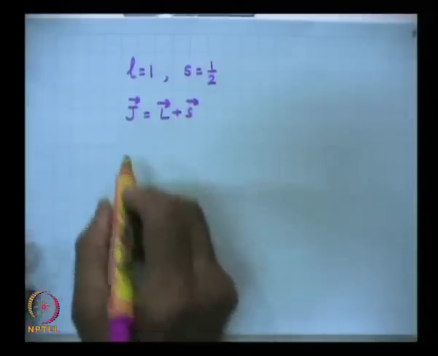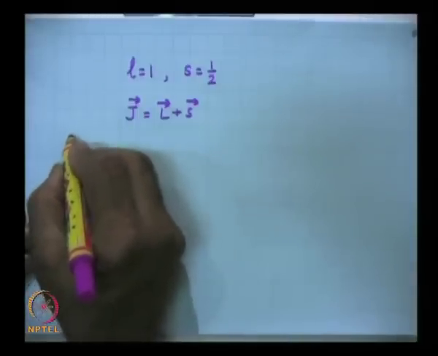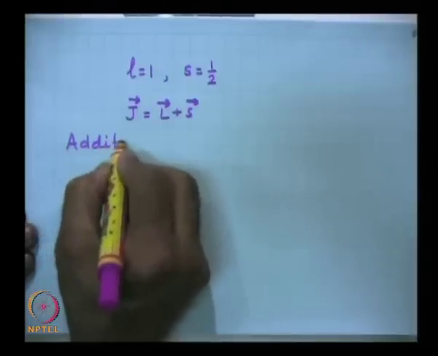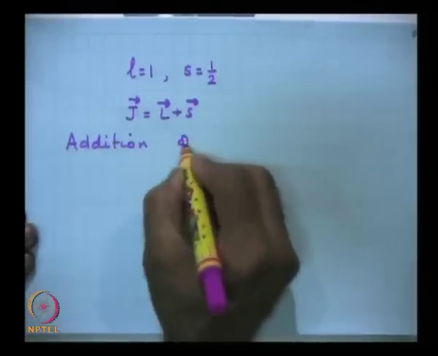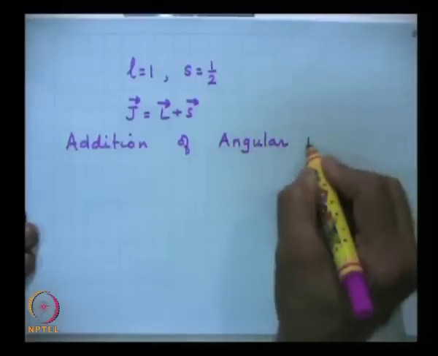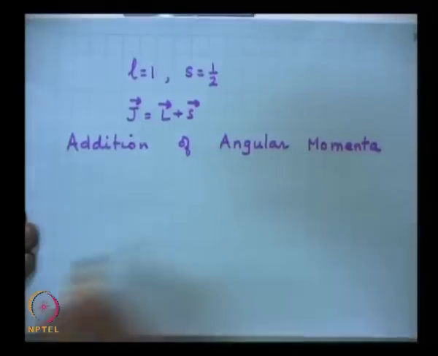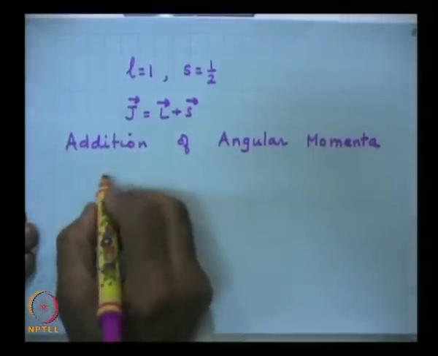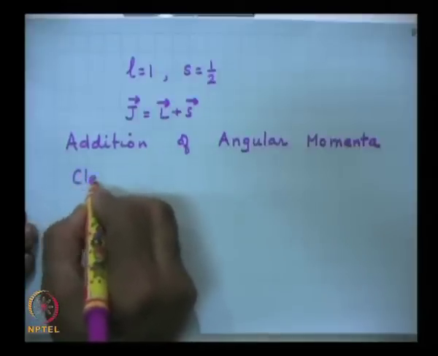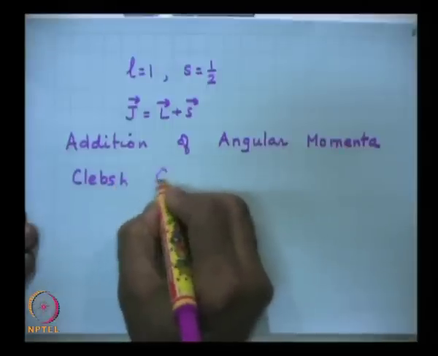So, I will consider a more general case, and we start this by saying that we will be considering what is known as addition of angular momenta, and we will develop a formal theory for that, which will lead to the calculation of what are known as Clebsch-Gordon coefficients.